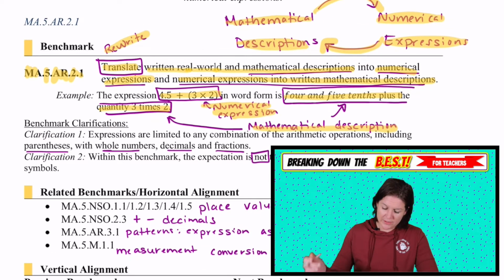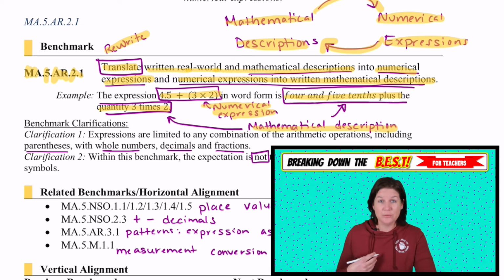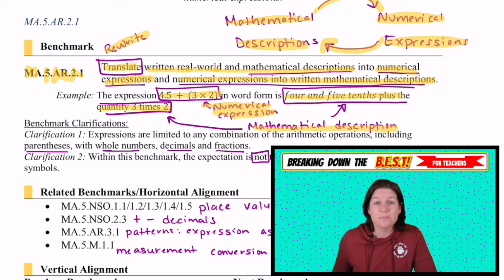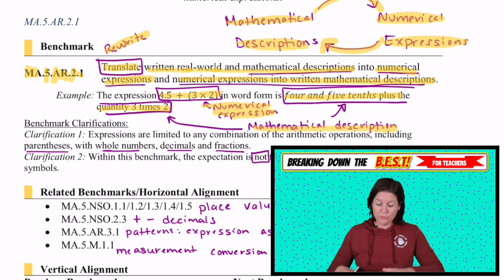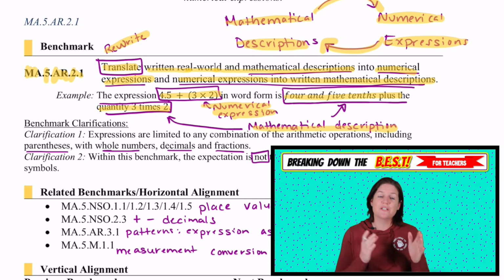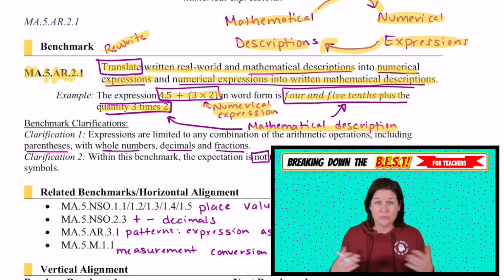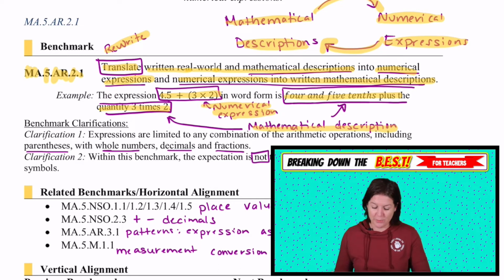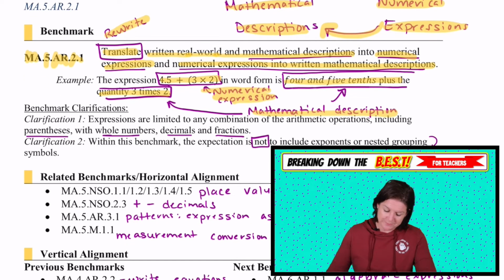By the way, this document that I'm marking up all over is not something that I created. This is something that the Florida Department of Education releases to the public, and I'm just showing you how I dissect this document that breaks down the standard in order to create your best resources for taking on the B.E.S.T for your membership. So let's keep going.